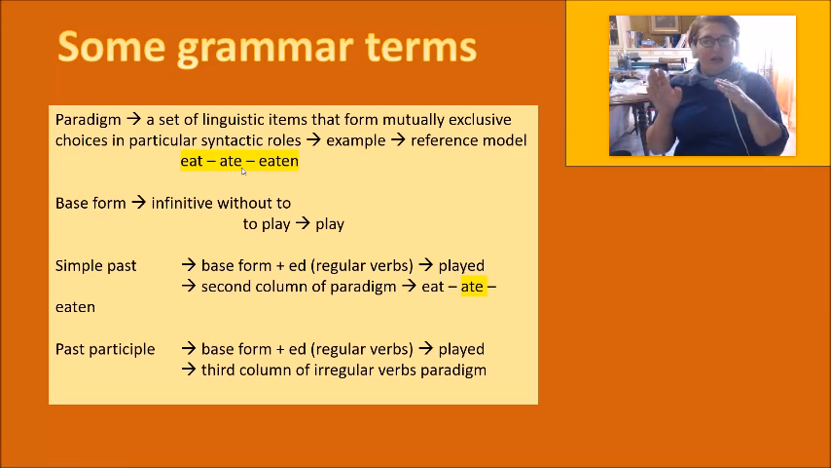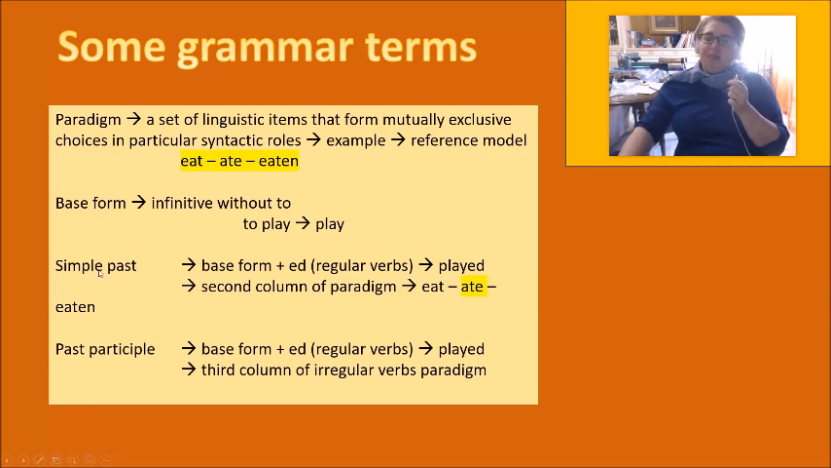If I use one, I cannot use the other, right? And the most famous paradigm is the paradigm of irregular verbs. And here I have the one for you: eat, ate, eaten. So the base form is the first item in the paradigm, and it is the infinitive without to, without the preposition to. So from the infinitive to play, I extract the base form play without anything else.